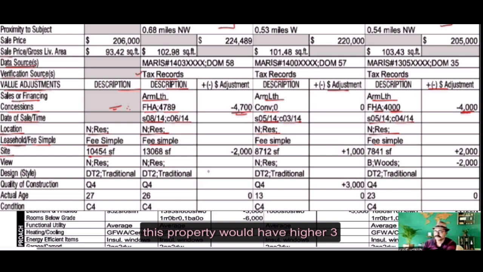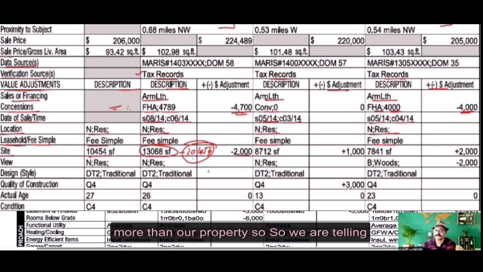Now this property has a higher, 13,000 square feet area. What we are telling is, if this property had 10,000, lesser, the property value would decrease by 2,000. Is that clear? It has 3,000 more than our property. So if this property had 10,000, lesser, the value will decrease. If you have something less, the value will decrease, right?